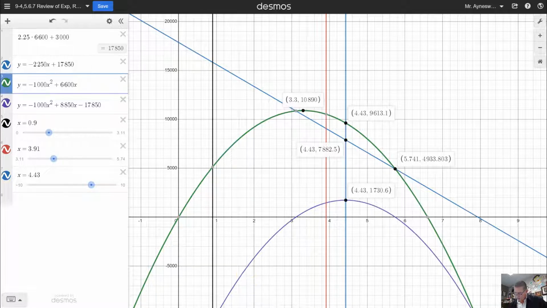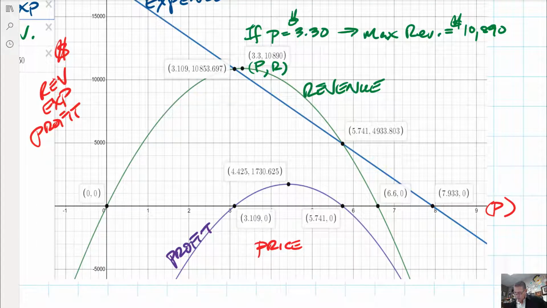All right, so let's go back to our lesson here and annotate. This is our max profit here. So this is the price, and this is your max profit. If you draw a vertical line straight up, take the revenue and subtract the expense, you get the profit. It always occurs in this middle region between the break-even points, at the maximum or the vertex of the profit function.